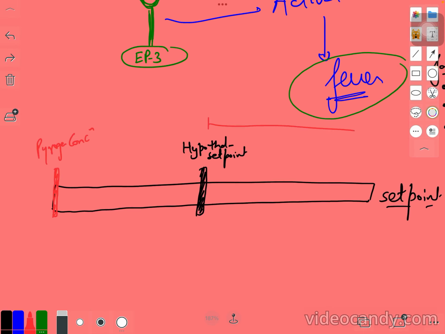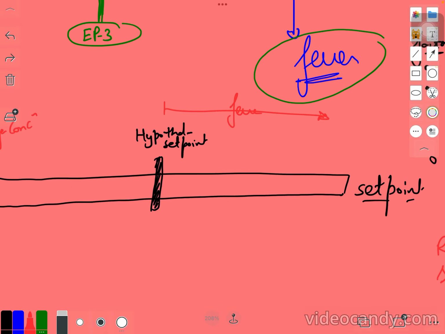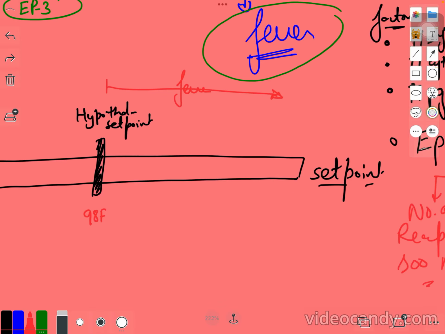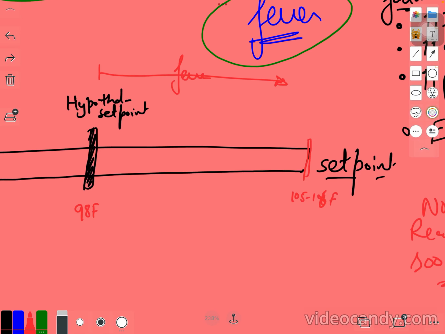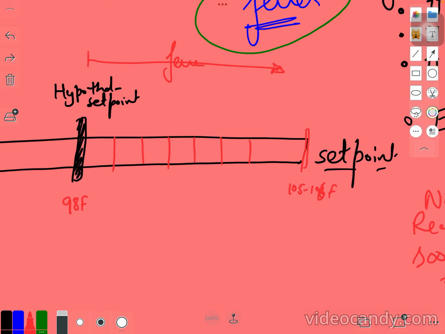Over this side is your fever. Let's say it is 98 Fahrenheit, and the limit goes up to 105, 106, and beyond that the patient can even die in certain situations. So 99, 100, 101, 102, 103, 104, 105, and 106.